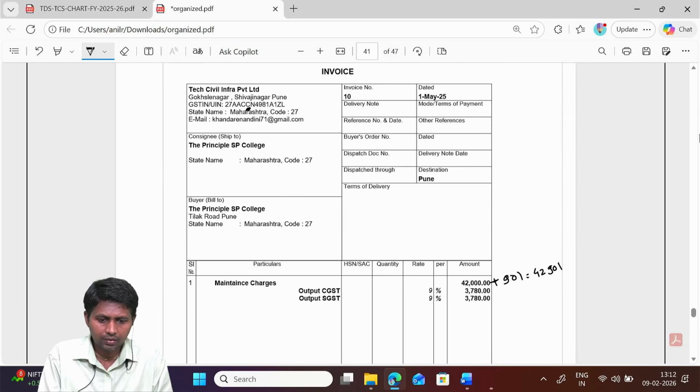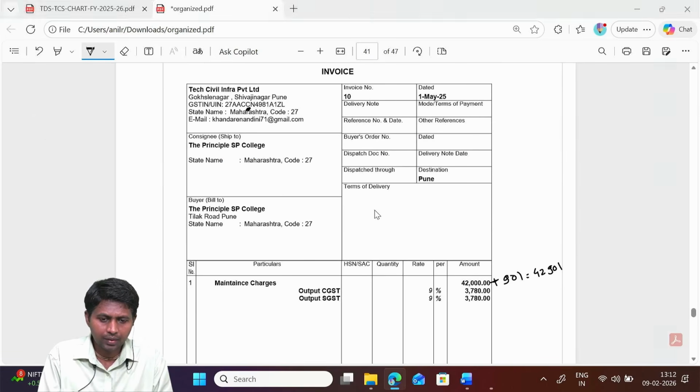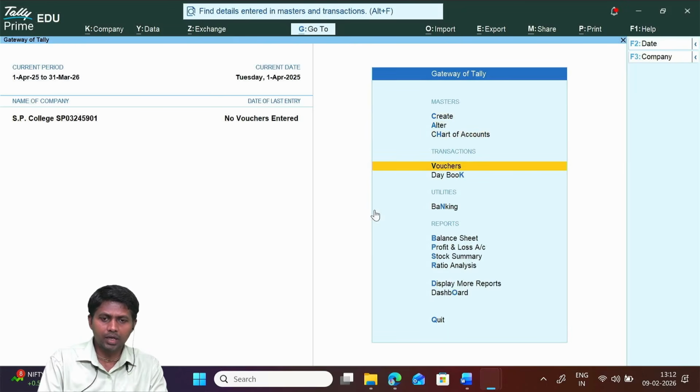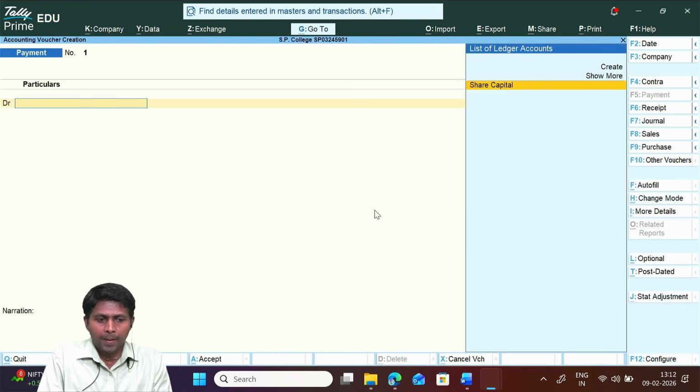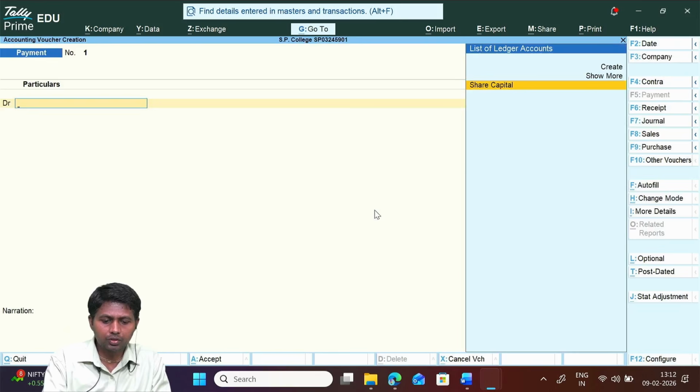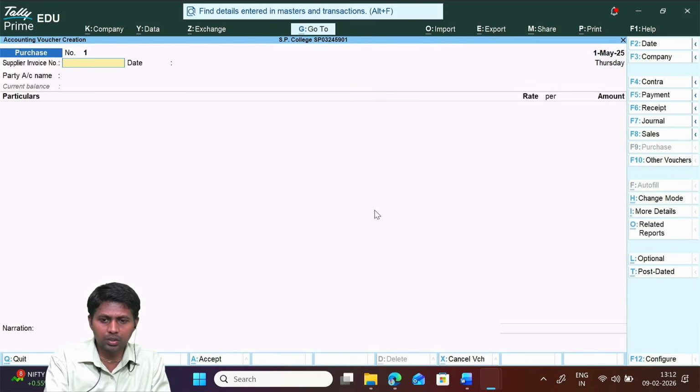Now entry, transaction. In the transaction category under voucher, select the voucher button, and then change the date. First change the date. And which voucher type? We have purchased maintenance services, therefore purchase voucher type. You can use journal voucher type as well, but it is advisable to use purchase, because no need to think much on debit and credit and golden rules in the purchase.